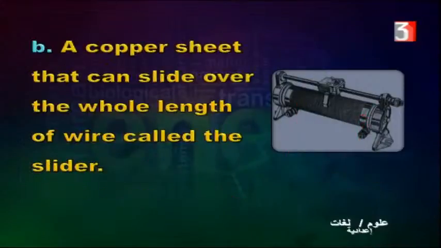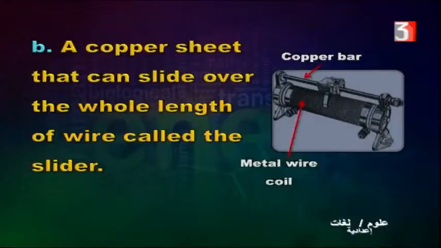Okay, a copper sheet that can slide over the whole length of the wire is called a slider. Here we have this part called the slider that we can move across the copper wire. Why? To change the resistance. And this is the metal wire and porcelain cylinder.